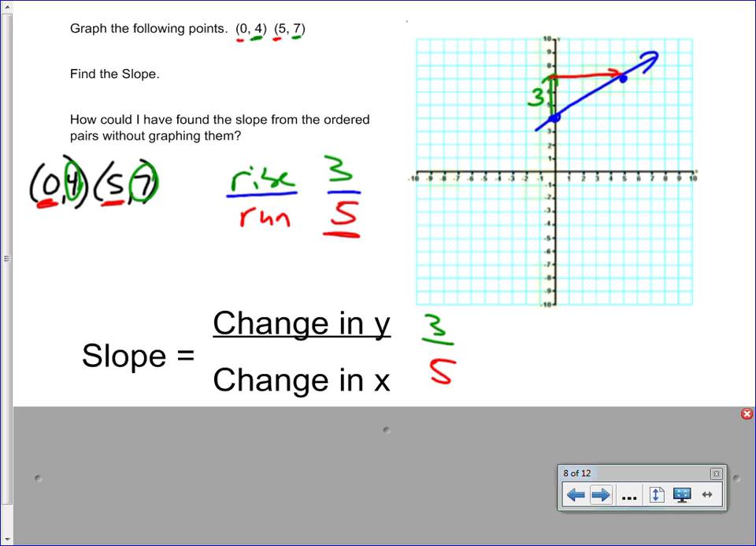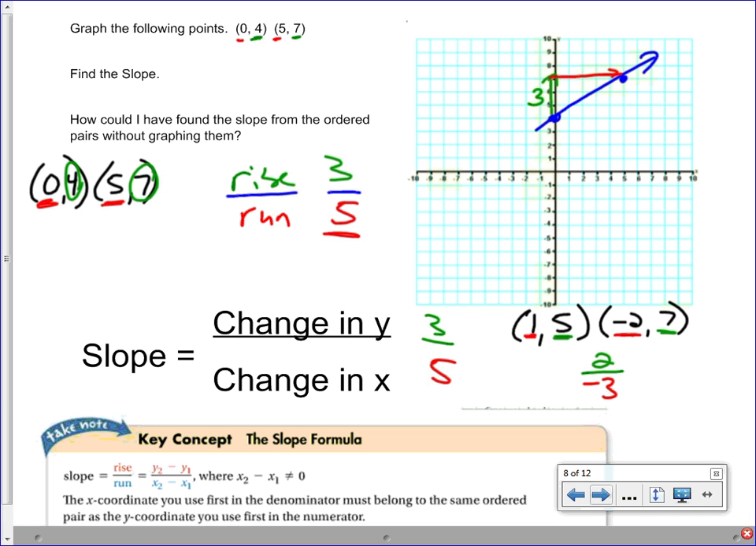Okay, if I gave you another one, if I said my ordered pairs are (1, 5) and (-2, 7). So if I look at my y's change, I go up 2. My x's, I go from a 1 to a -2, so that's down 3. So my slope would be a 2 over a -3.